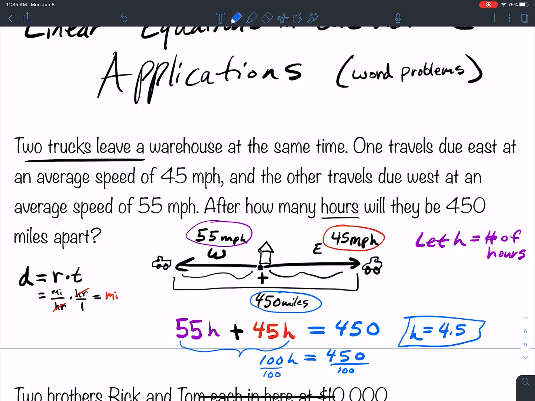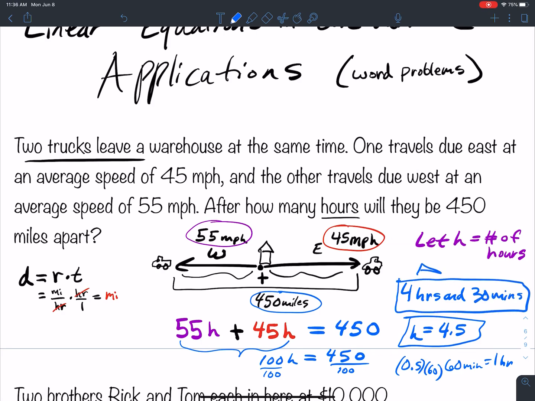Now, what does this mean? It means it's going to take 4 hours and now 0.5 hours. There are 60 minutes in 1 hour, so 0.5 times 60 gets me 30 minutes. So how long will it take? It'll take 4 hours and 30 minutes for the two vehicles to be 450 miles apart from each other.